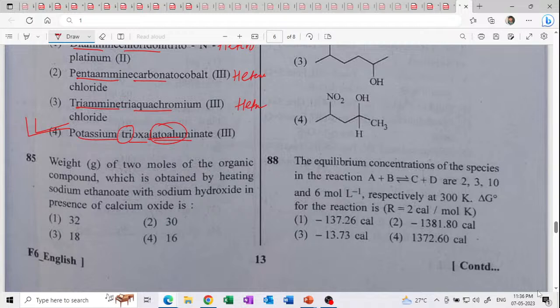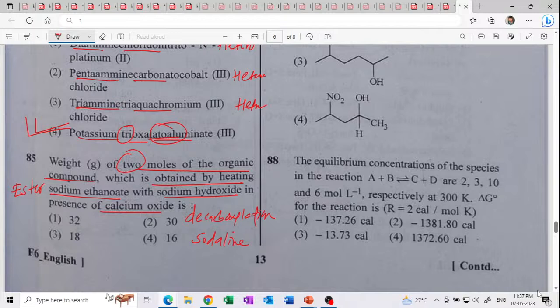Weight of two moles of the organic compound which is obtained from heating sodium ethanoate. Ethanoate is an ester. Sodium ethanoate with sodium hydroxide in the presence of calcium oxide is known as a decarboxylation reaction. This is known as soda lime.